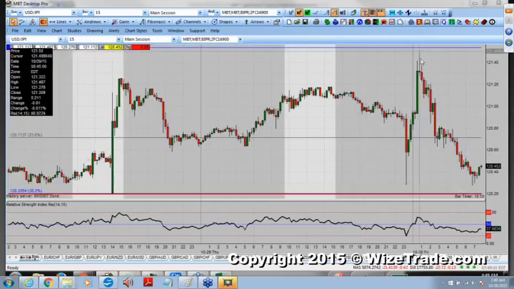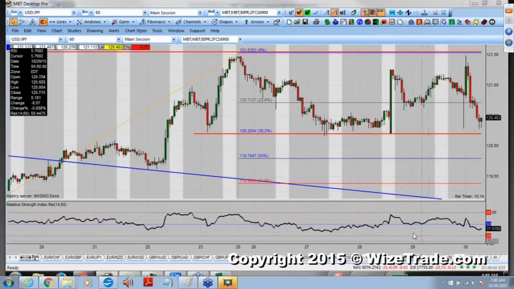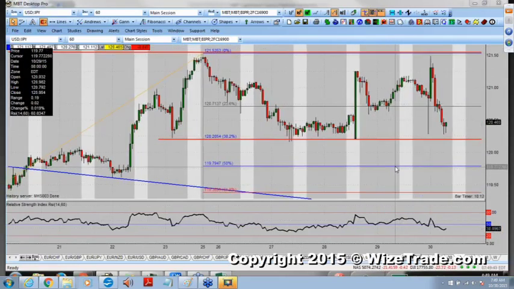Wicked move, and then it came right back down and gave up all those gains. So I guess the moral of the story is trade the fringes, right? Because if you're going to buy the dollar yen, buy it now. Put stops below 120.10 and take a ride back up. If you're going to short the dollar yen, short it up here at 121.50 or close to. Put your stops above and ride it back down to 121. That's the only way to play the dollar yen right now.